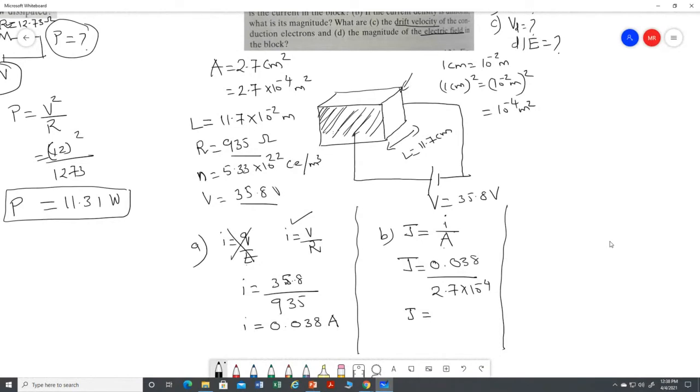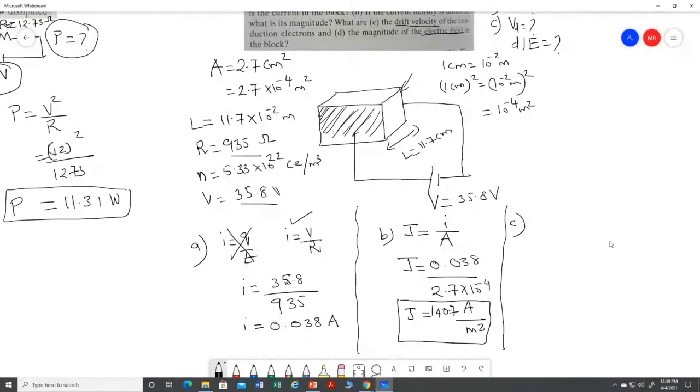140.7. But what's the unit? The unit for the current is ampere and the unit for the area is meter square, so the unit is ampere per meter square. This is the answer for the second question. Clear? Okay. What is your third question?